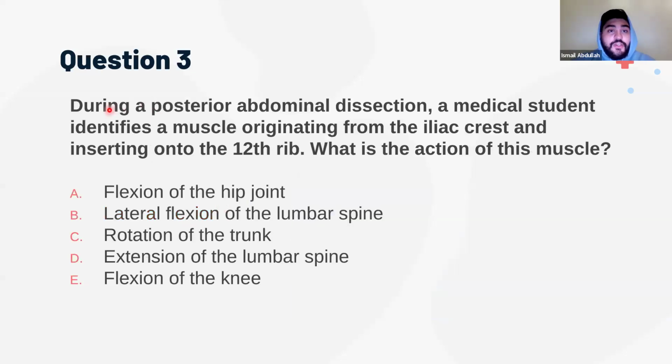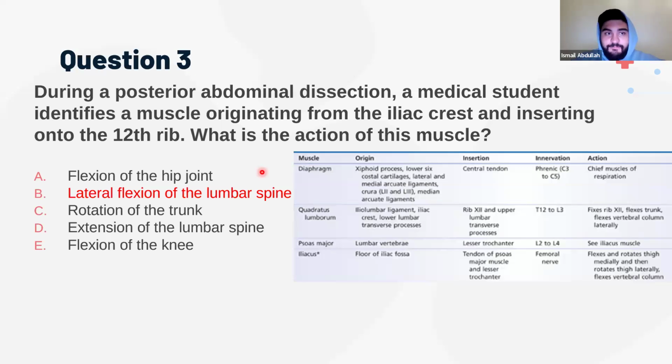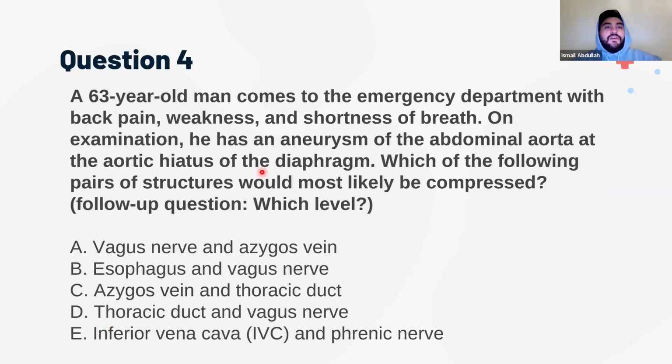Okay, moving on. During a posterior abdominal dissection, a medical student identifies a muscle originating from the iliac crest, and it inserts at the 12th rib. So what is the action of this muscle? First of all, we need to identify what muscle this is. So this will be the quadratus lumborum. So what's the action of quadratus lumborum? As we saw in the previous slide, that would be lateral flexion of the lumbar spine. Great.